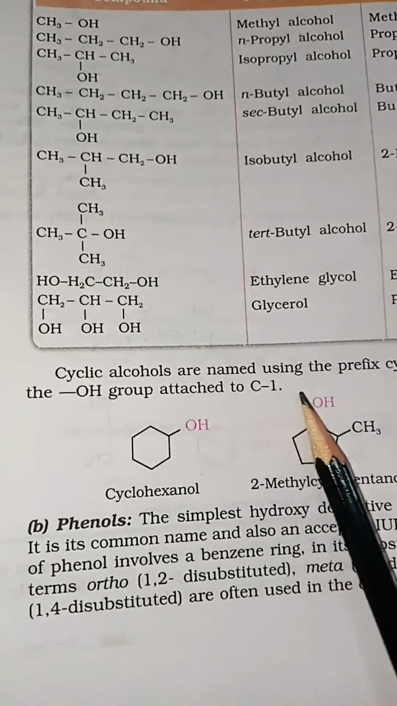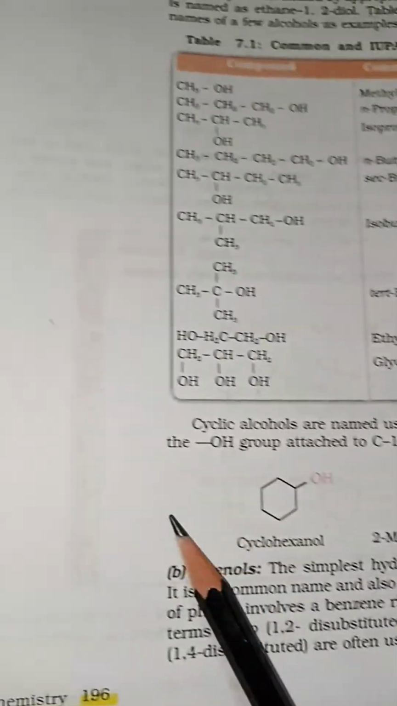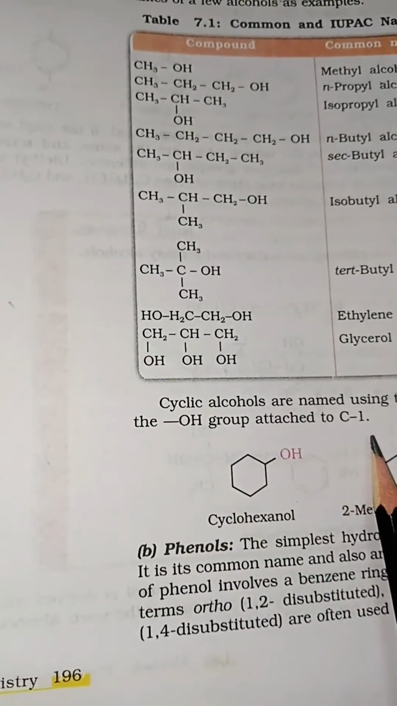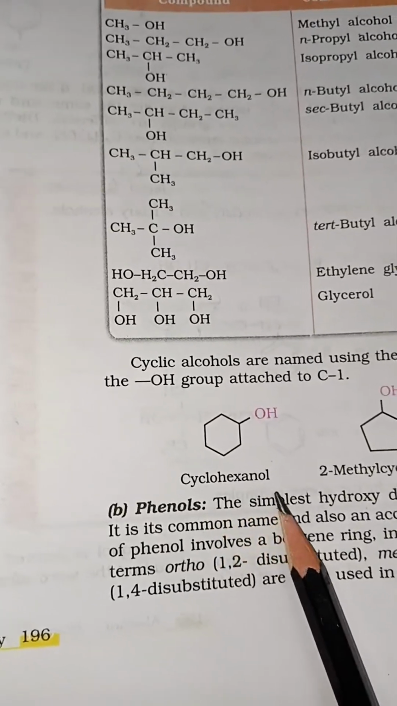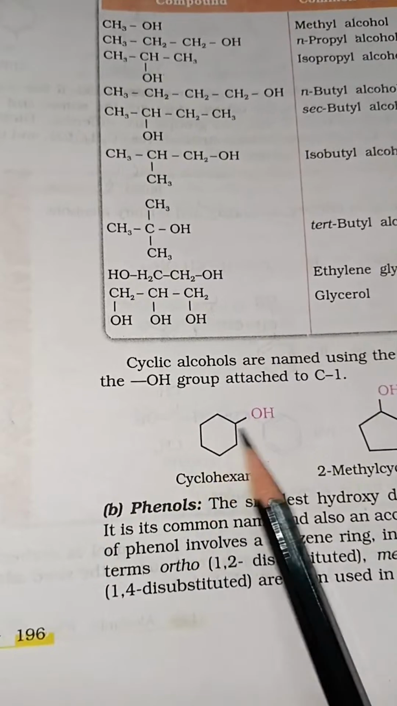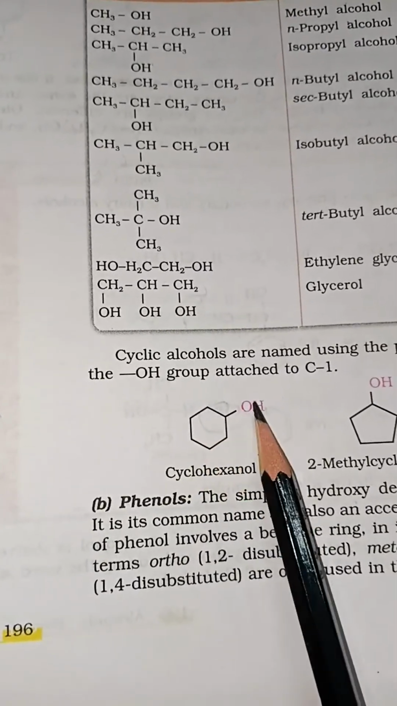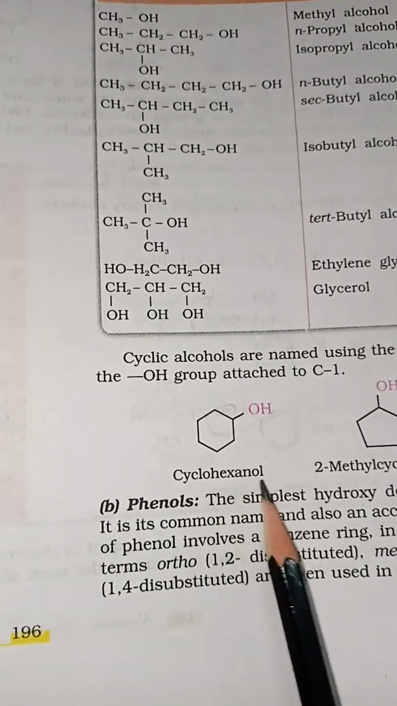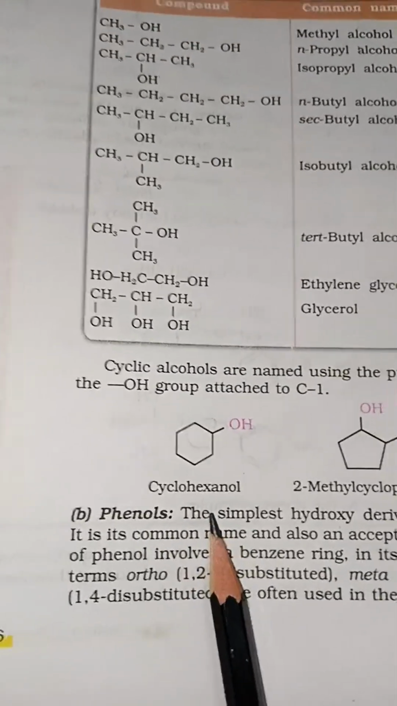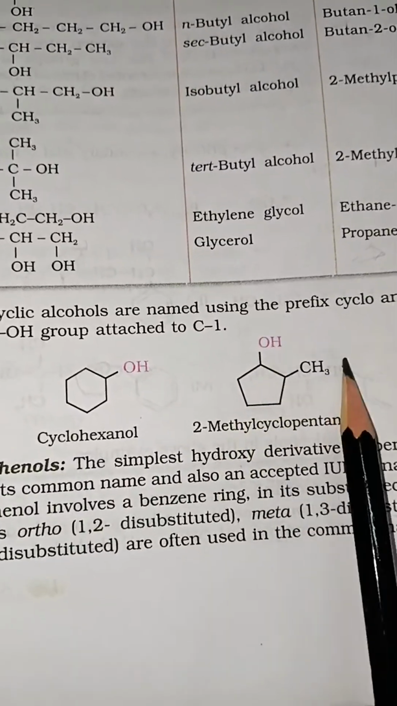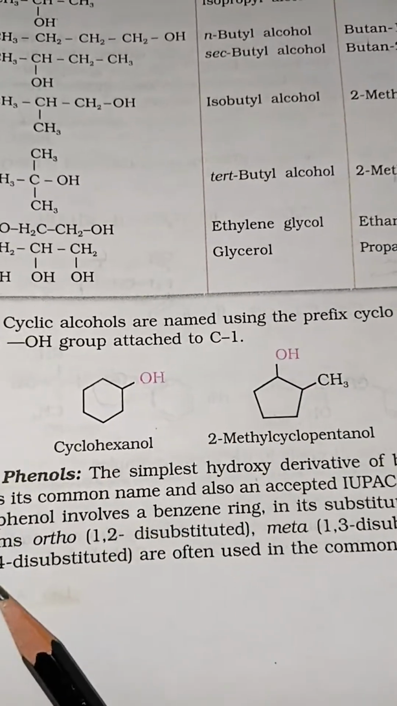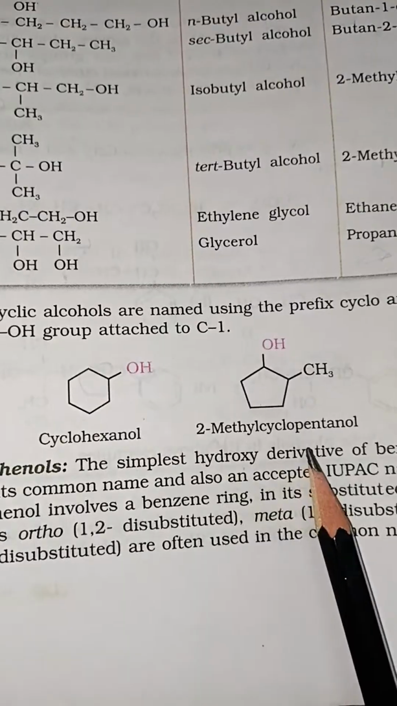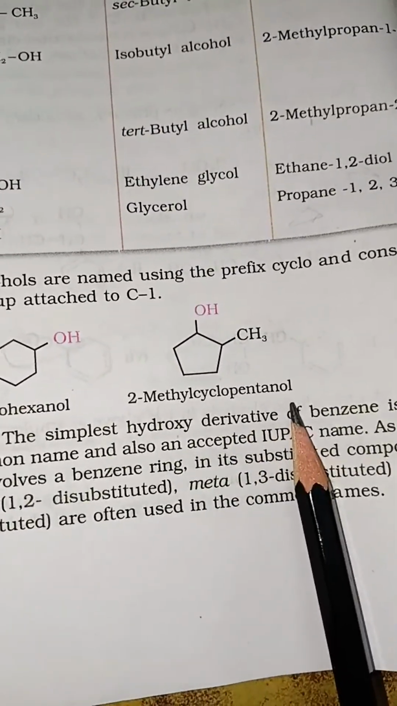Next, cyclic alcohols are named using the prefix cyclo and considering the OH group attached to C1. Now we can see cyclohexanol. In your examination, only the structure will be given and it will ask what the name is, so we have to just write the name. For example, 2-methylcyclopentanol.